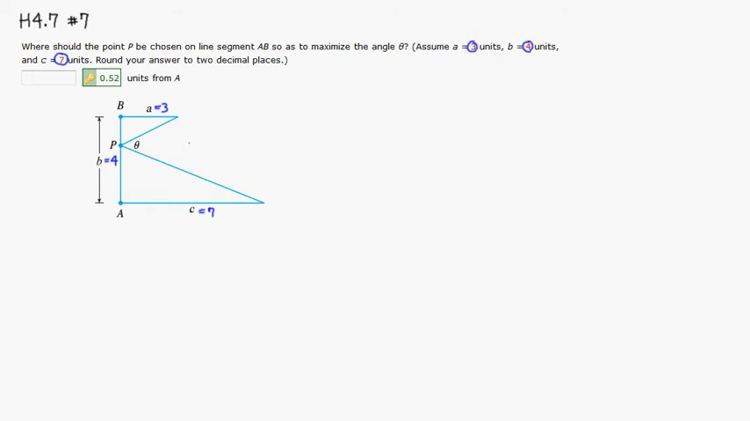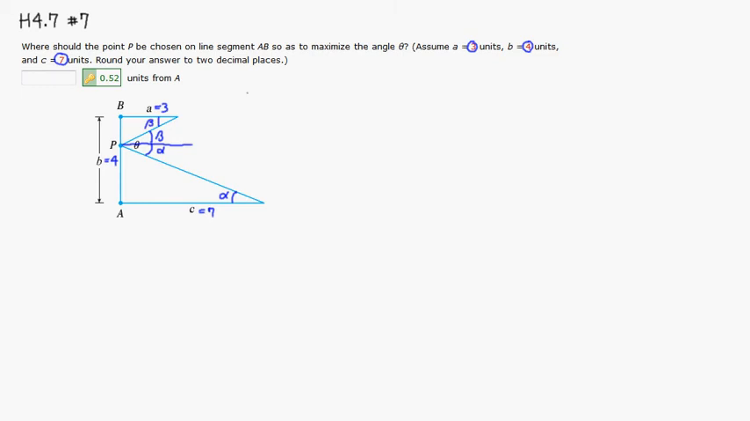So what we're going to do is split theta by this horizontal line. Here I'm going to call this angle alpha, which is going to be over here too. And then I'm going to call this angle beta. Then beta is going to be here.